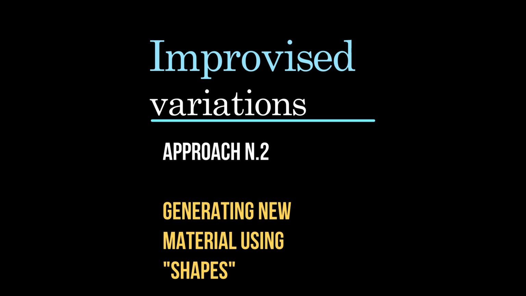Improvised variations. Approach number 2, generating new material using shapes. In a minute, I will show you what I mean by shapes and how to extract them from the 4 bars of the section of the piece that I'm considering. Shapes offer to us the opportunity to focus on a small portion of material, what I call a motival region.